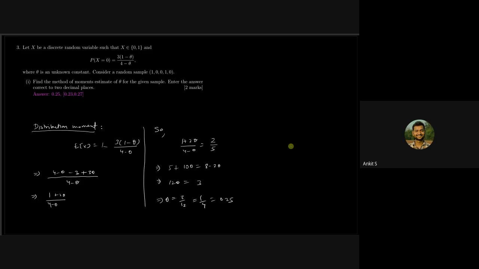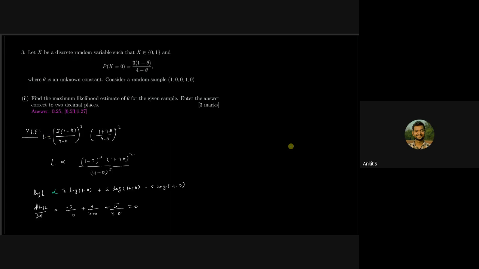Okay, so moving on to the next question. Here we have something related to maximum likelihood estimation. The same problem statement is there. We have been given the probability of x taking value 0, and we can calculate the probability of x taking value 1 also by just subtracting this quantity from 1. But we don't know the parameter, and our job is to estimate the parameter.